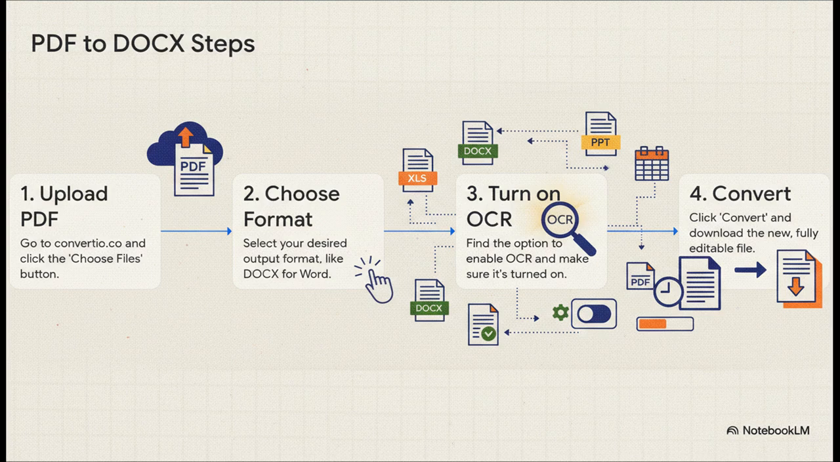You pick the format you want to turn it into, like a docx file. Now listen up, because this is the most important part. You have to find the little switch or button for the OCR option and turn it on. That's the key. After that, you just hit Convert, give it a second, and then download your brand new, totally editable file. It's really that easy.